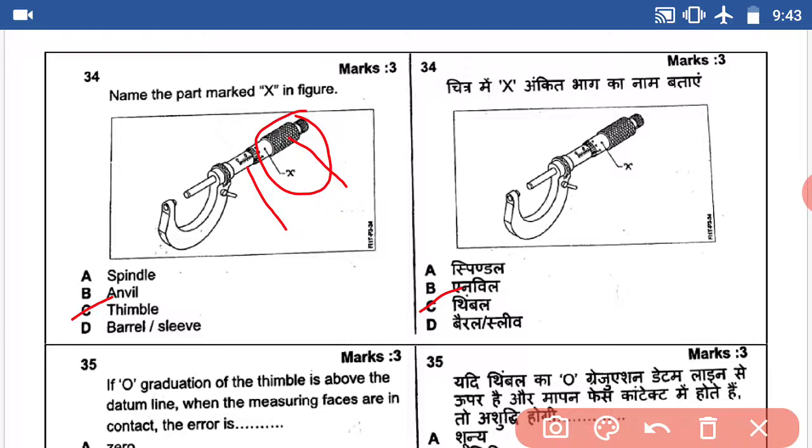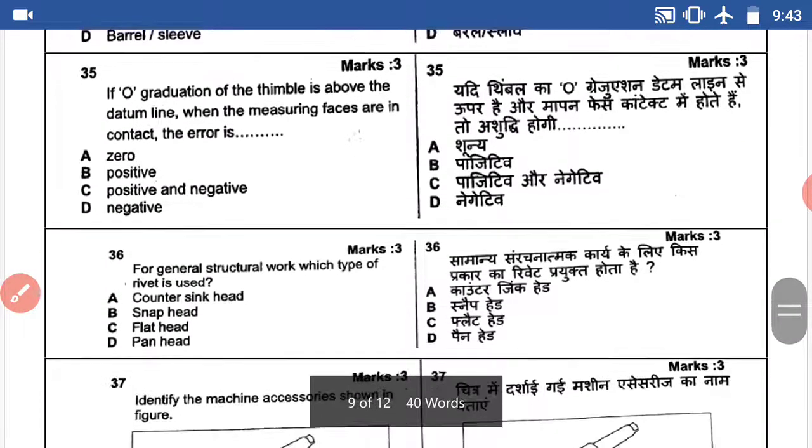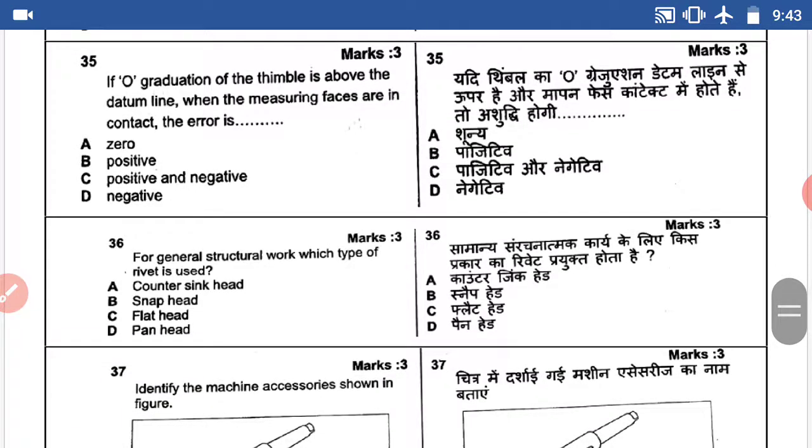Question number 35. If zero graduation of the thimble is above the datum line, when the measuring pieces are in contact, the error is dash.